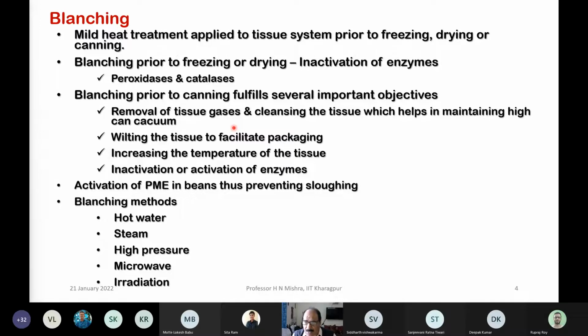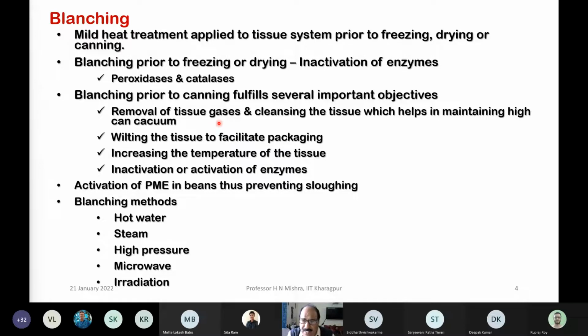And I am sure you are aware that heat transfer in an environment of air and heat transfer in a vacuum are different. During blanching, when some heat treatment is given, it also helps removal of the tissue gases, the gases which are entrapped inside the cellular matrix. When you give the heat treatment, the cells get ruptured, the cell wall, and these gases may go out.